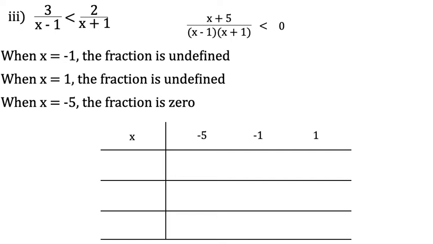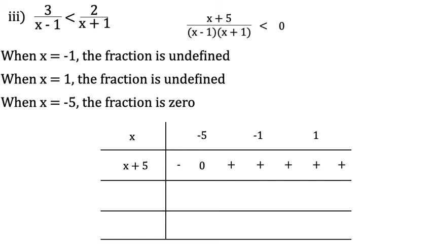So starting with the numerator, we have x plus 5. When x is minus 5, we know there is a 0. If x was more negative than minus 5, x plus 5 would become a negative value. If x was greater than minus 5, it would become a positive value. And this would be true all the way to infinity. So on the top row, we can see that the numerator makes a change from negative to positive at the value x equals negative 5.